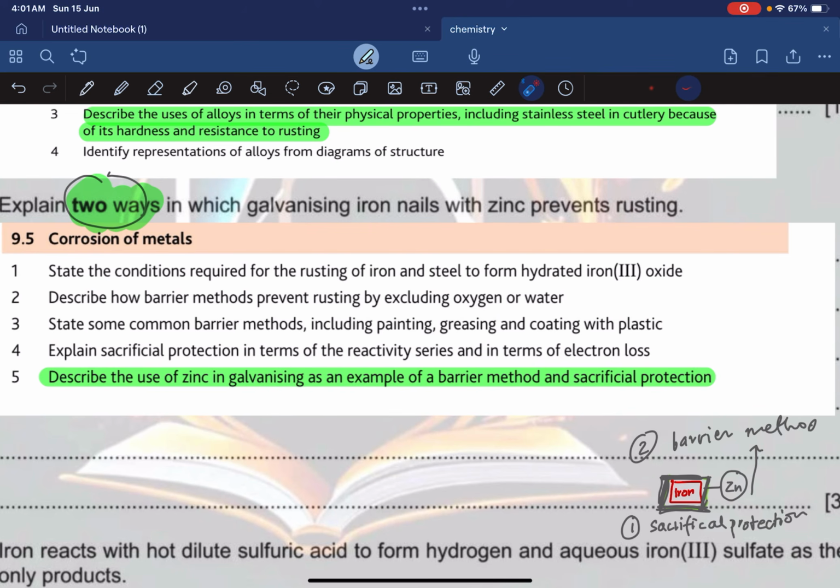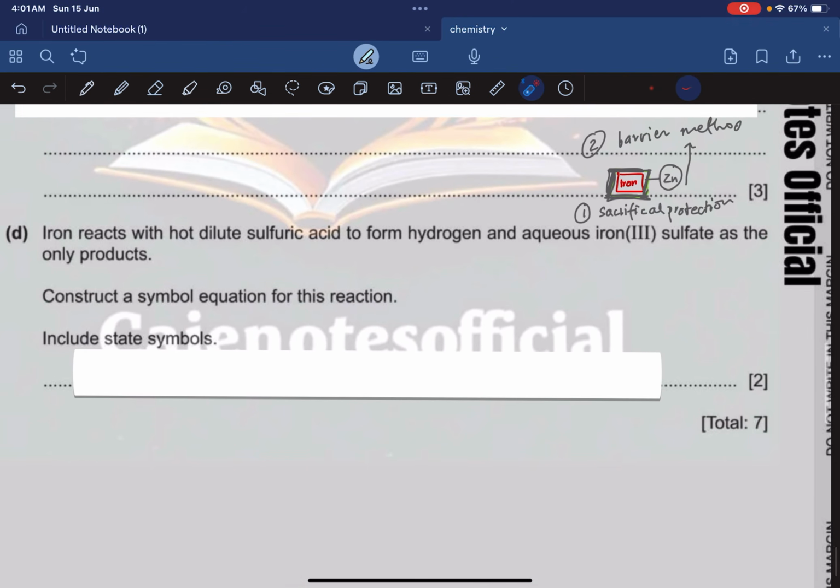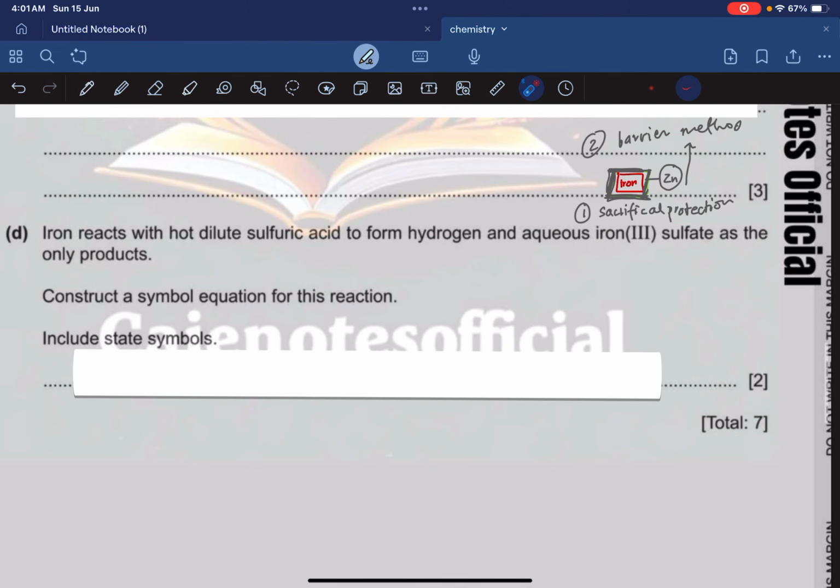Next, iron reacts with hot dilute sulfuric acid to form hydrogen and aqueous iron(III) sulfate as the only products. This was my favorite question in the entire paper. Why? Because it requires an equation. Construct a simple equation for this reaction.